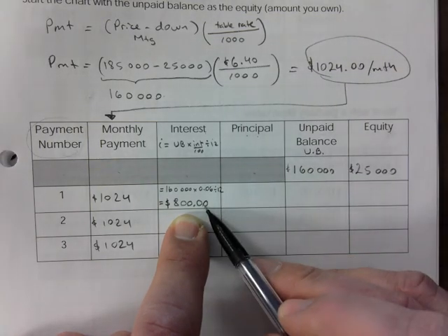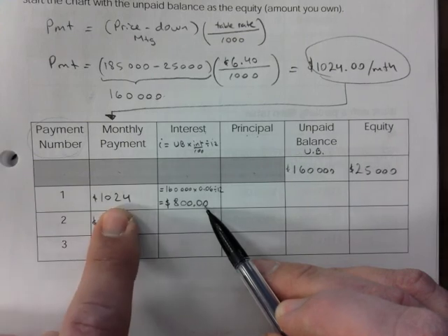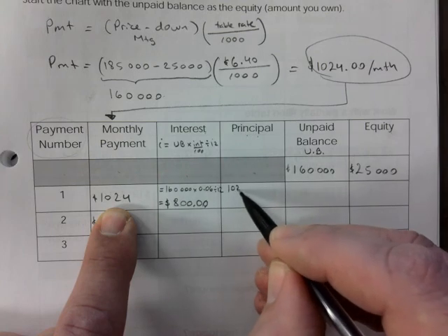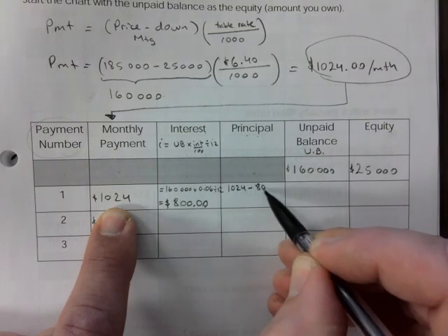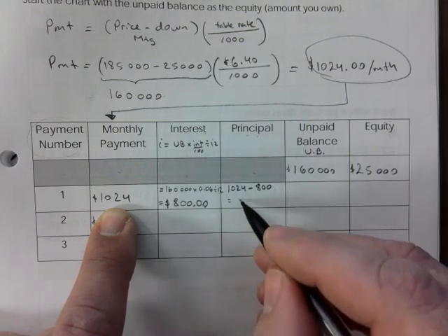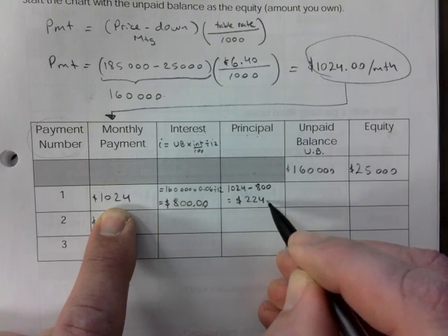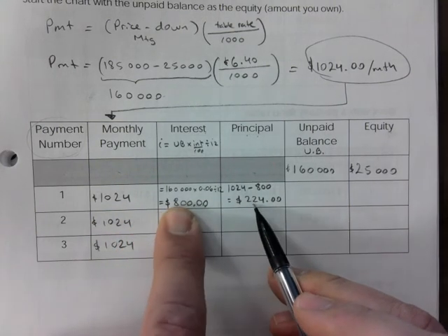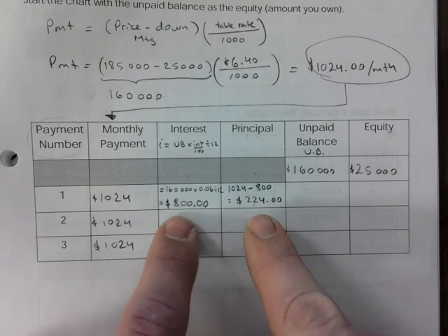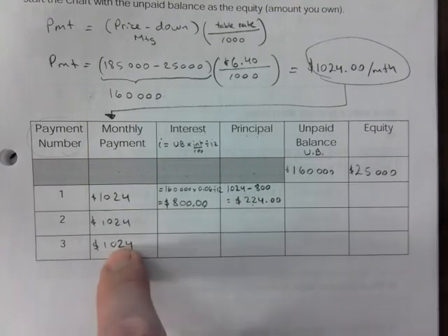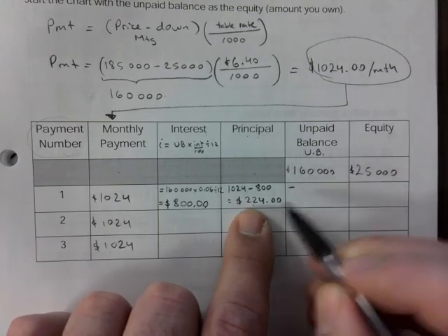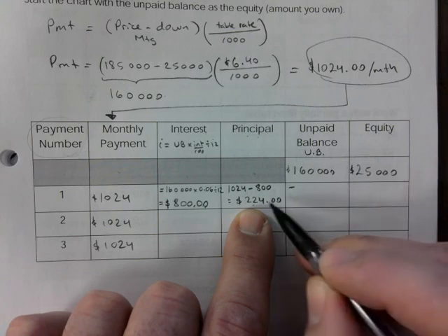What is happening is that out of your monthly payment of 1,024, 800 is going towards interest. So you go 1,024 minus 800, and that's 224. Note that these two numbers add up to your payment. That's always going to be the case. If I were to give you any two here, they need to add up to that payment. So the unpaid balance, the amount you owe, will go down by the principal amount, because that is what goes towards your loan.